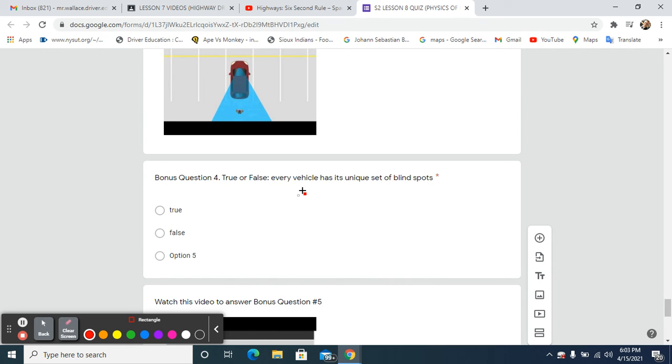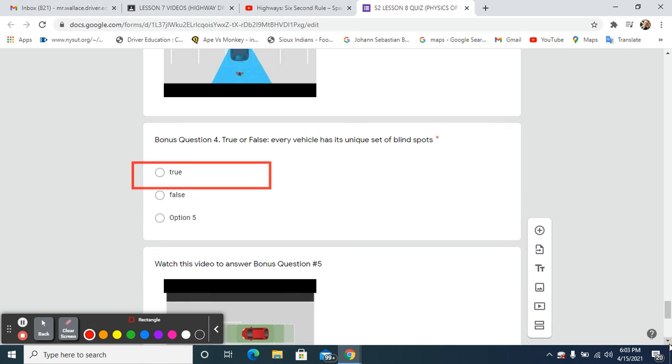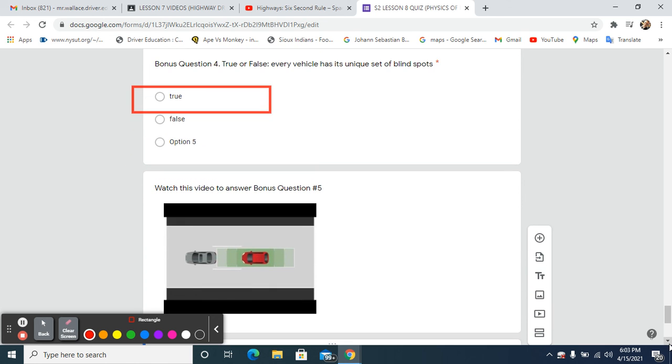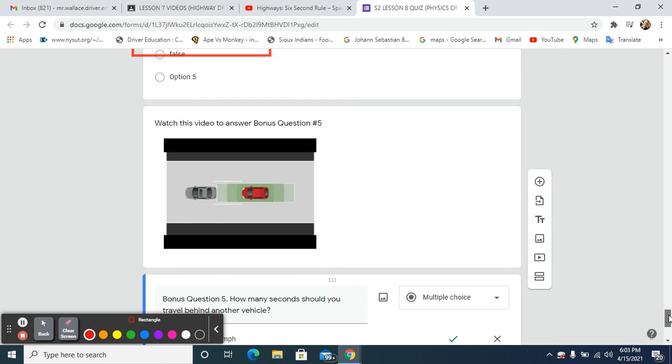Okay, true or false? Every vehicle has its unique set of blind spots. That is absolutely true. Okay, just like every vehicle is different in size and shape and weight and so on, they also have different blind spots. They could be the pillars that divide the windshield from the windows. It could be somewhere outside in a blind spot, or every vehicle is different.